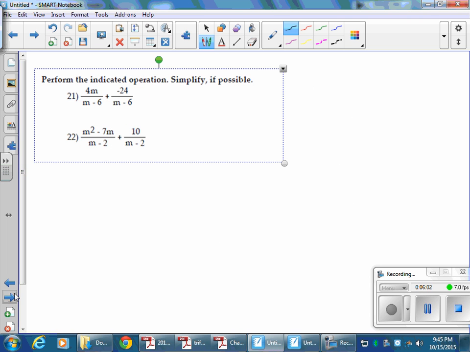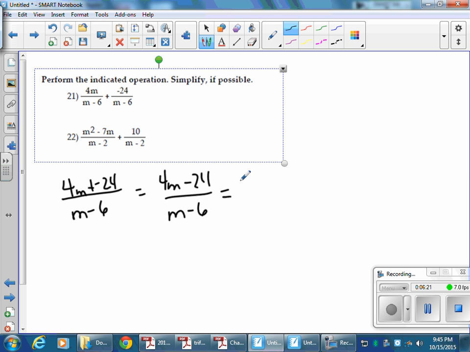Alright, starting with 21 and 22, we're adding and subtracting. So if you'll look, both of these have the same denominator. So that is going to be my denominator. And then all I have to do is add what's on top. So that's 4m minus 24 on the top and m minus 6 on the bottom. Can that be simplified? Well, the top has a GCF of 4. If I take that out, it's 4 times m minus 6 over m minus 6, which cancels out. And my answer is just 4.